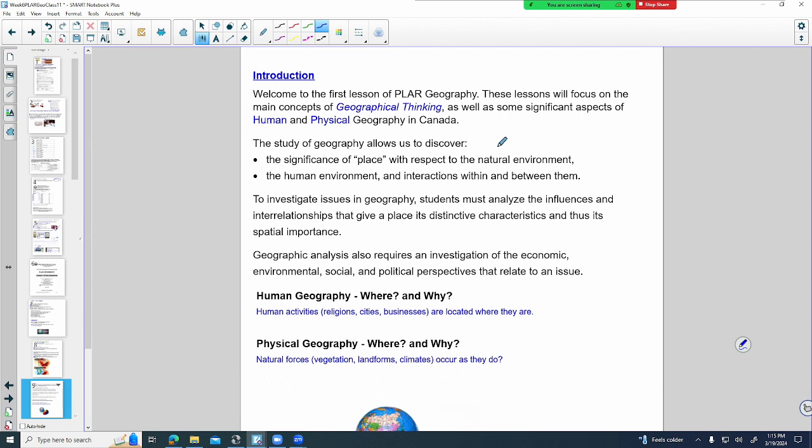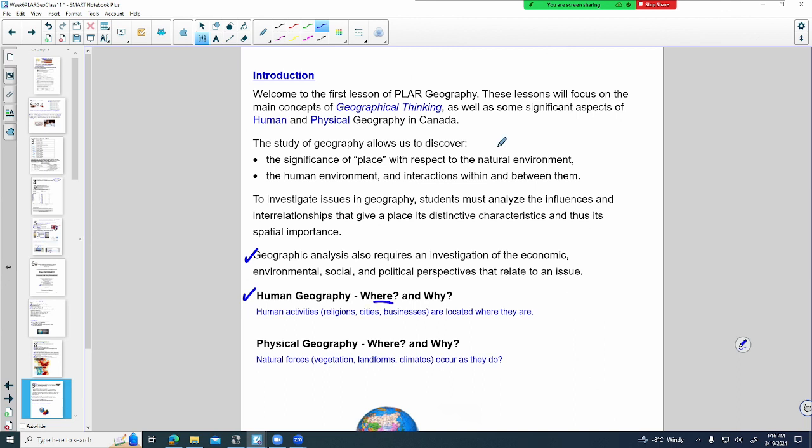Okay, so we are going to look at some significant aspects of human geography in Canada. To investigate issues in geography, students must analyze the influences and interrelationships that give a place its distinctive characteristics and thus its spatial importance. Geographic analysis will also require you to investigate the economic, environmental, social, and political perspectives that relate to an issue. So when you think about human geography, you can ask where and why.